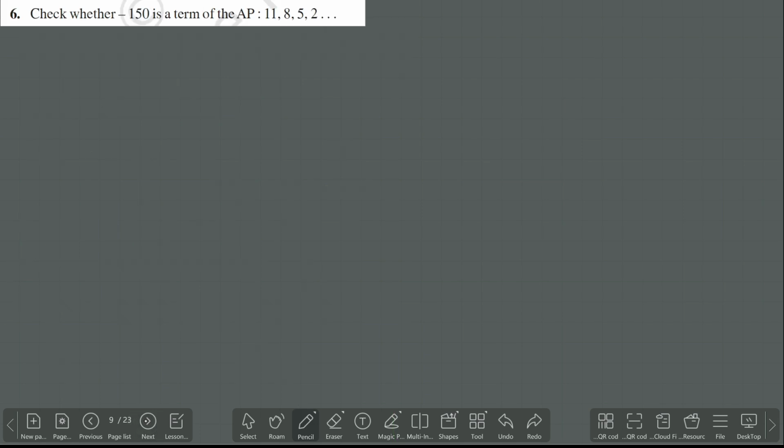Right. Okay. I'm going to the next one. What is that? Check whether minus 150 is a term of the AP.